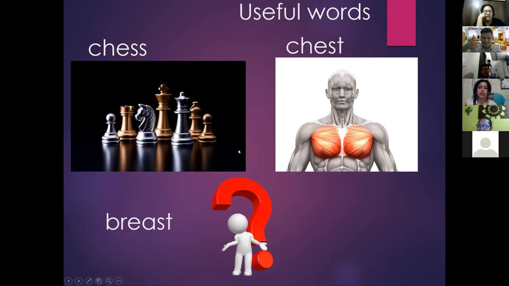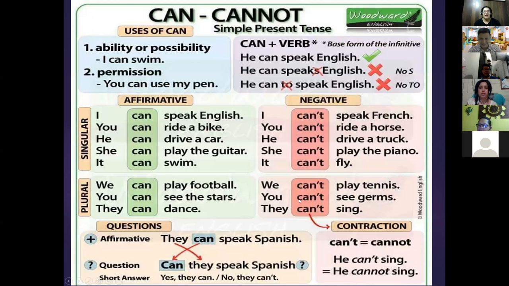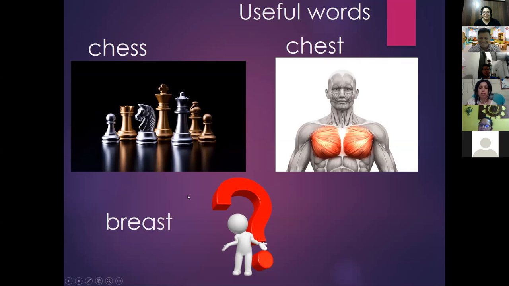Okay, repeat after me, please. Chest. Chest. Yeah, very good. Chest. Chest. Okay, that's good. Breast. Breast. Okay, really nice. Amazing. De ahí sale, quizá, la palabra brasier. Okay. Thank you, Zara.